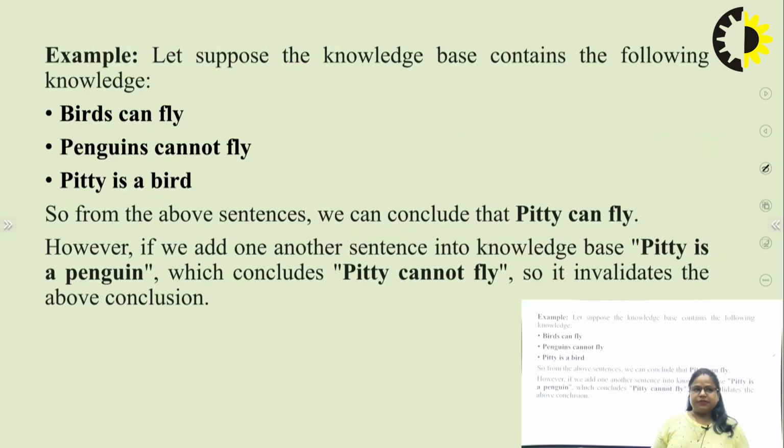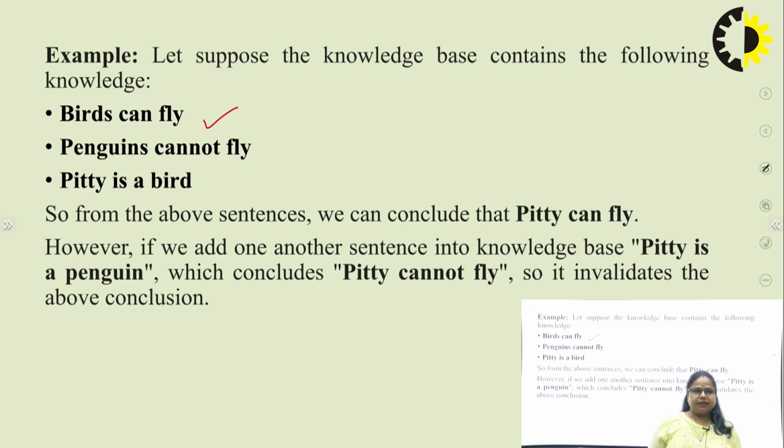In this case, let us talk about one example. Suppose the knowledge base consists of various pieces of knowledge. The first fact we are giving is that birds can fly, right? The second fact we have given is that penguins cannot fly. So we can draw one hypothetical conclusion that a penguin is not a bird, right? Although it is a bird, right?